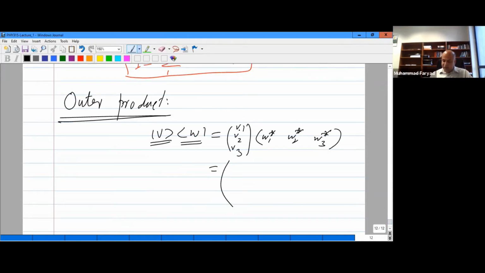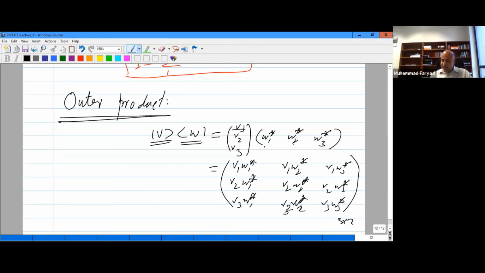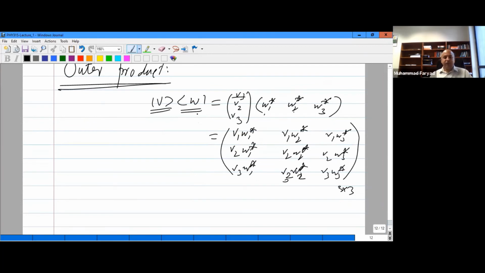And the matrix answer of this is, in matrix notation, I hope you know that the first row multiplies with the first column, and that is our first element, v1 w1 star. Then the first row multiplies with the second column, and we get the next elements, v1 w2 star, v1 w3 star. Similarly, the second row: v2 w1 star, v2 w2 star, v2 w3 star, and v3 w1 star, v3 w2 star, v3 w3 star. So we now get a 3 by 3 matrix after the outer product of these two elements. This is the ket vector, and the second is the bra vector.